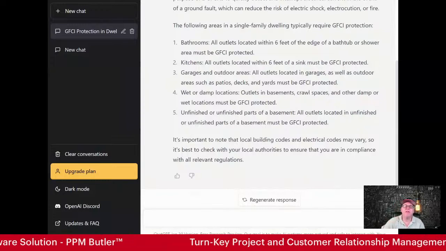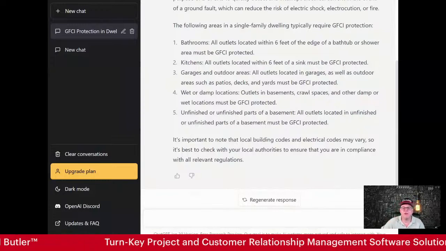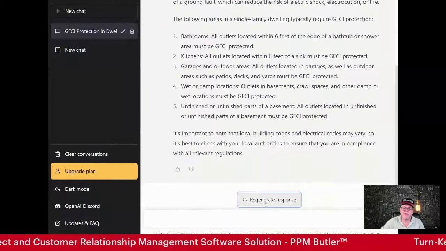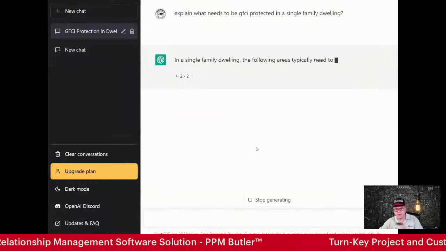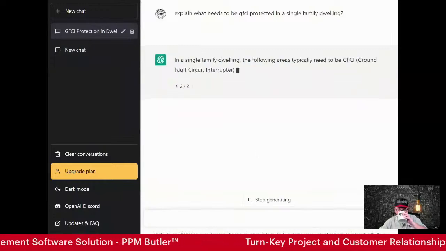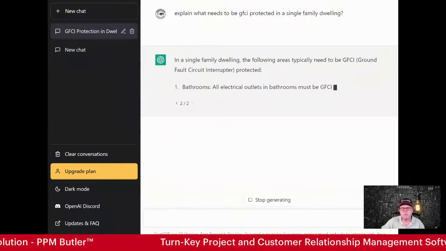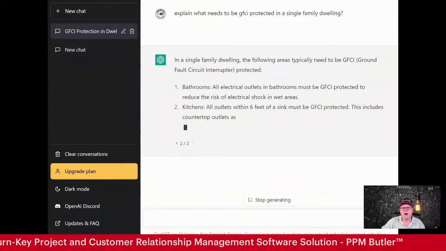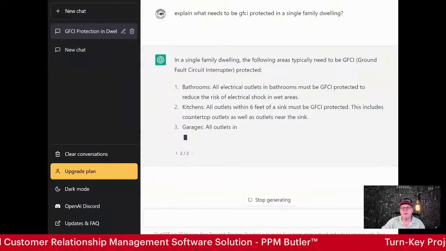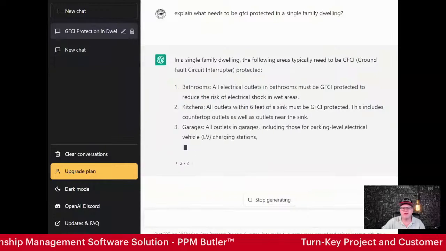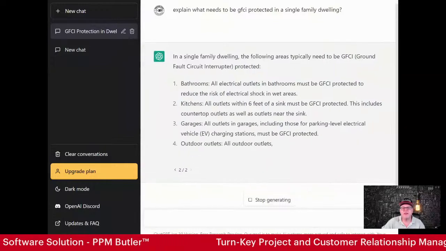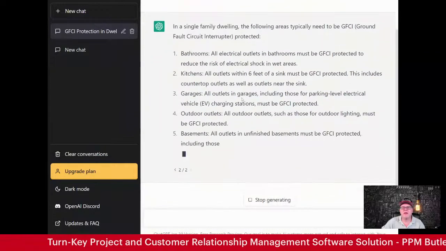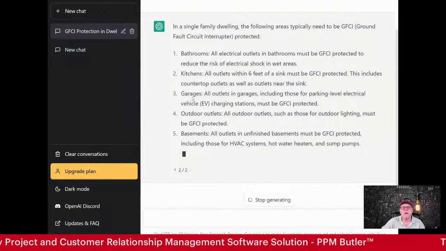But anyway, this is what this thing is all about, and I just wanted to show y'all kind of what it did. So it's not going to cover everything, so I can even regenerate it again, see what it comes up with. All right, well, look at this one. All electrical outlets in bathrooms must be GFCI protected to reduce the risk. Okay, I like that better. Kitchens, all outlets within 6 feet of the sink. That includes countertop. Okay, so far.